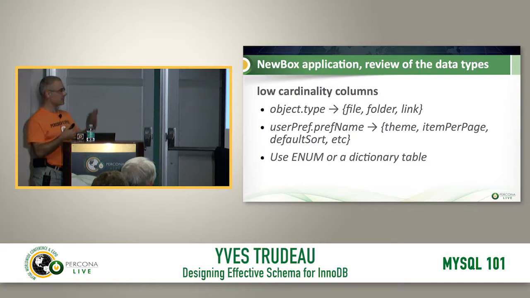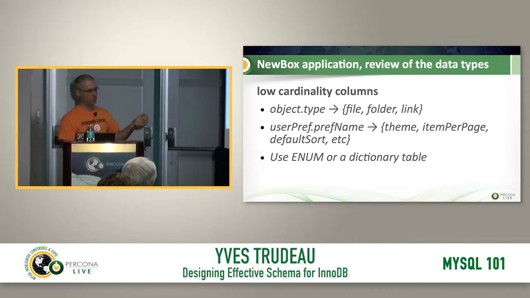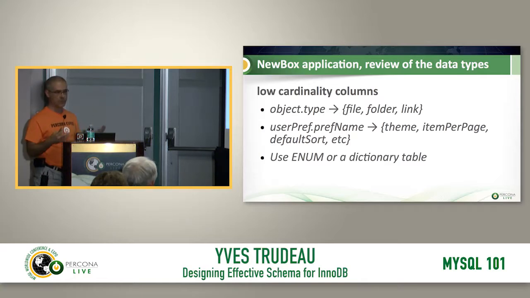So you have to join, but it's a very small table. You define, let's say, a table object type, where you list all the values, and you store in the object table only a tiny int that will point to the value. So you save a lot of space, and you remove all those varchar on redundant data. Instead of having the word file written in all the rows, you have only 1 byte, a tiny int value pointing to file in the object type table. Is that clear for everybody?